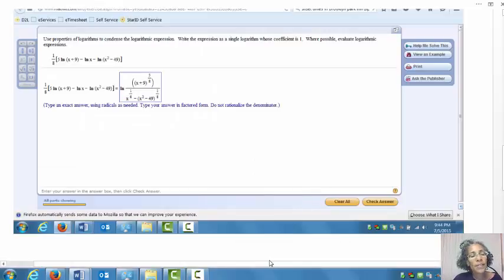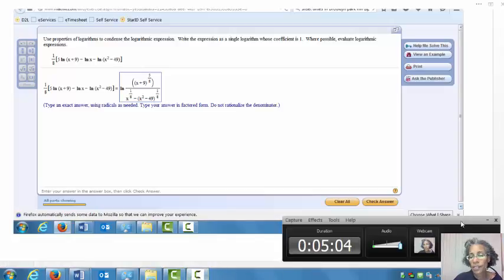Now let's take a look at why this is incorrect. And let's look carefully at the instructions. Use properties of logarithms to condense the logarithmic expression. Write the expression as a single logarithm whose coefficient is 1. Where possible, evaluate logarithmic expressions. All right, so our goal then is to condense this log. So let's take a look at doing that.